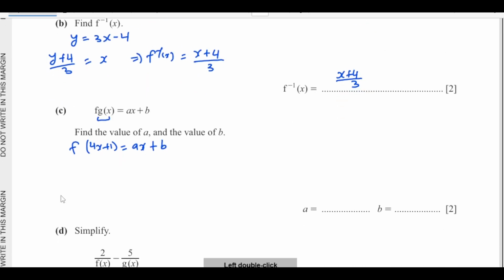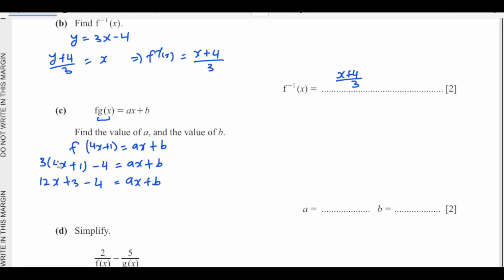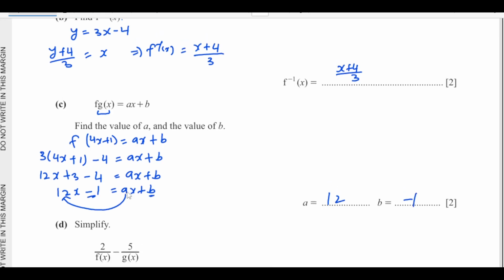So that is going to be 3 into 4x plus 1 minus 4 equals to ax plus b, right? So 3 times 4 is 12 plus 3 minus 4 equals to ax plus b. So this is 12x minus 1 equals to ax plus b. Now equate the coefficient: the coefficient of x is 12, so that means a is 12 and b is the constant term, which is equal to negative 1, b is negative 1, right?